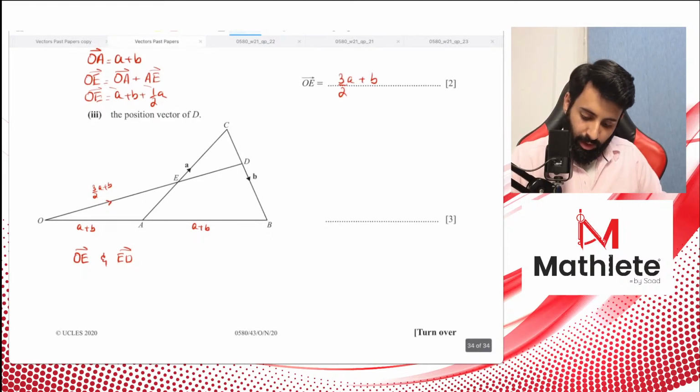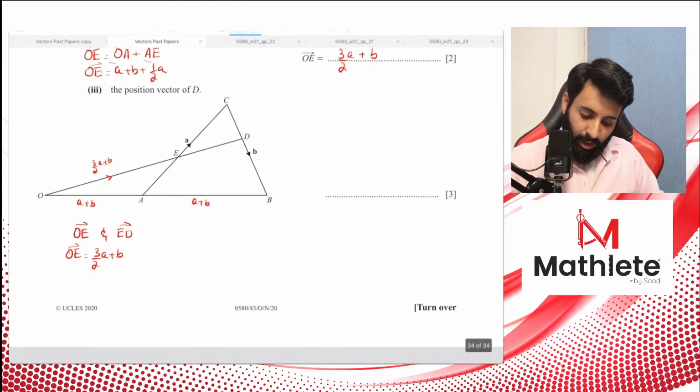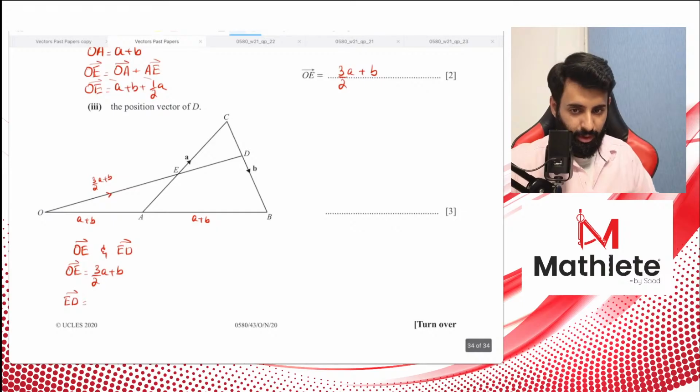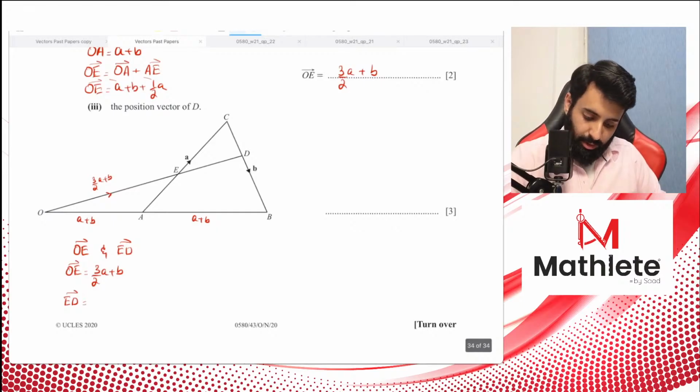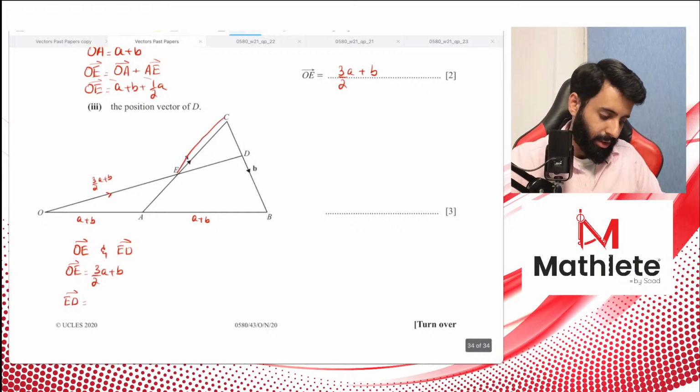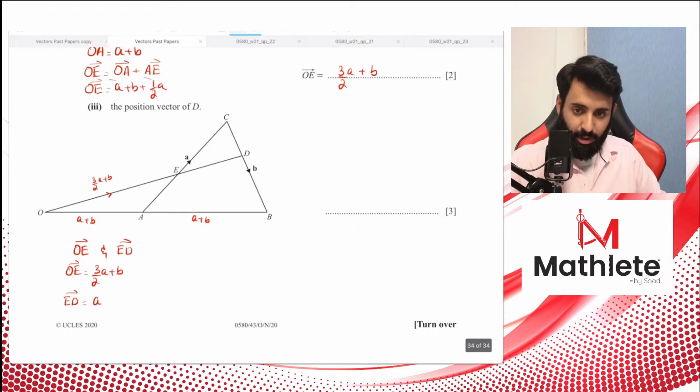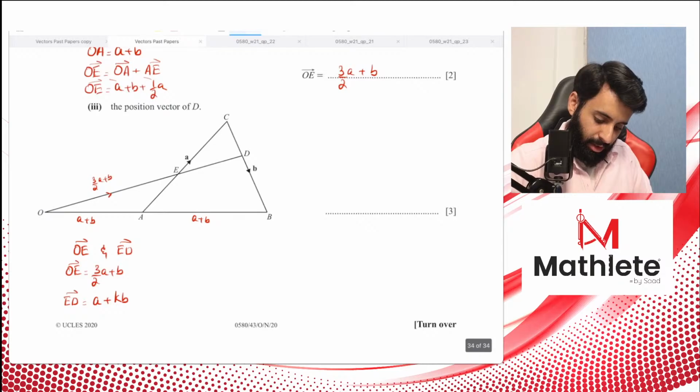Now, if you look at OE, let's write down the vector. OE is basically 3 upon 2A plus B. And then if we try to find ED, ED is basically going to be EC plus CD. Now, we don't know what CD is, keep that in mind. So we can say for sure that EC is going to be A plus K times B.